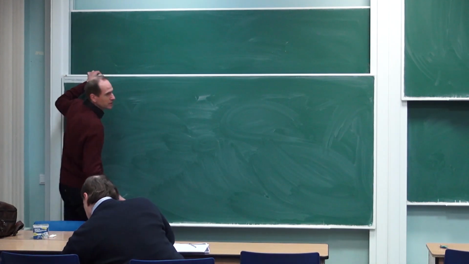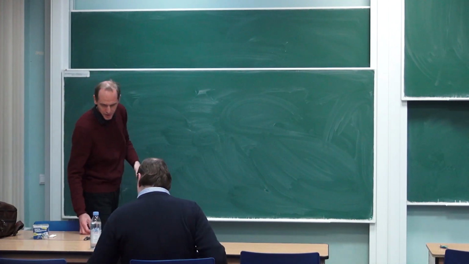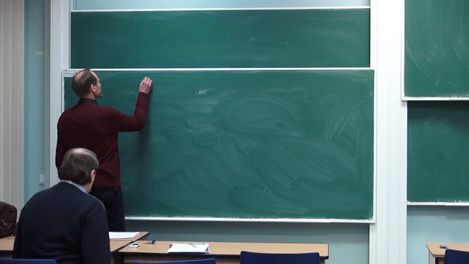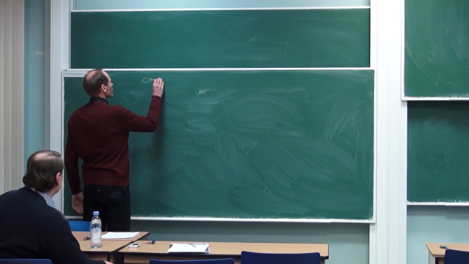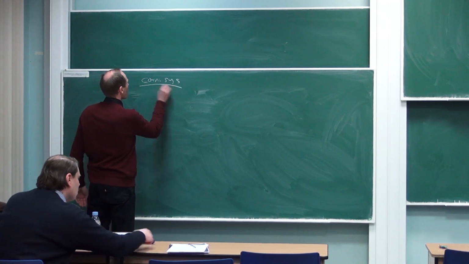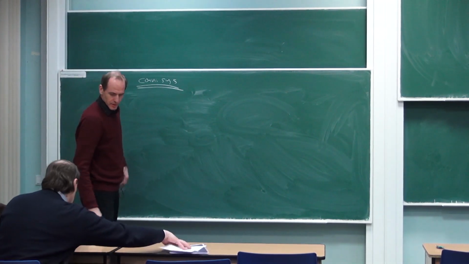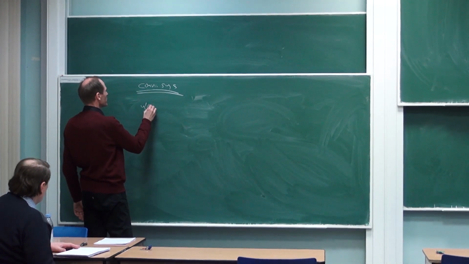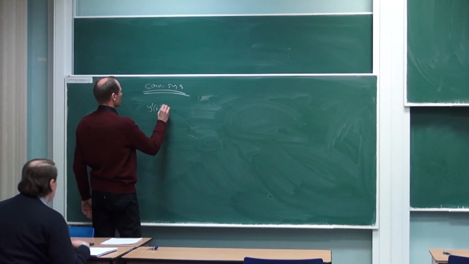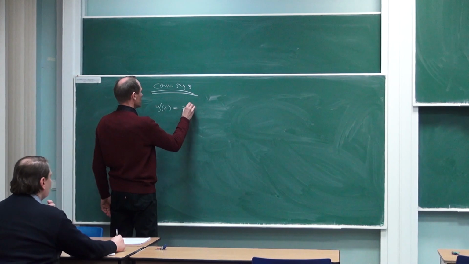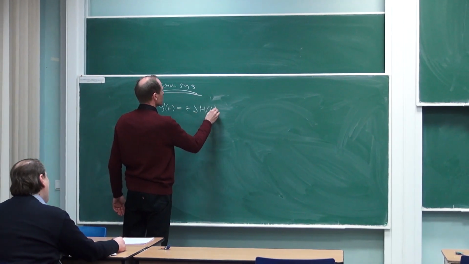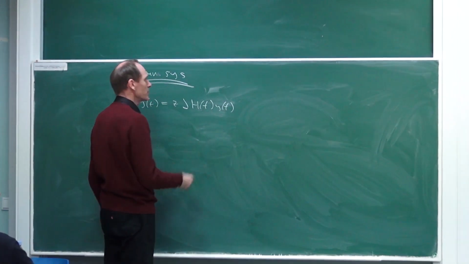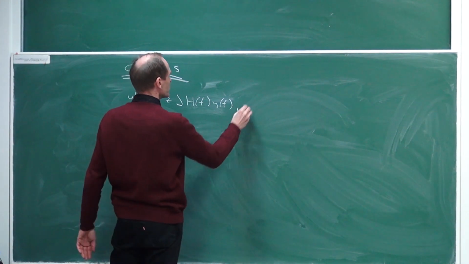We study a particular kind of differential equation which is called the canonical system. And it is a differential equation of the following form. Y prime of t is z times J times H of t times y of t, where I will explain in a second what the ingredients are.